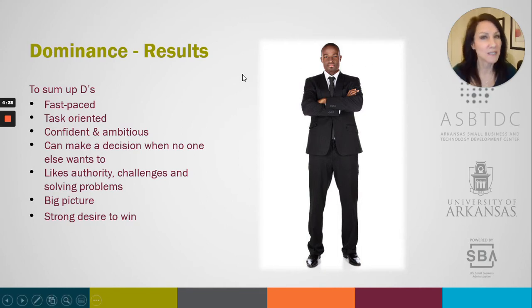So let's break this down a little bit more by each style. The first one is the dominant style. At the end of the day, this style is all about results. That's all they want at the end of the day. So their behavior tends to kind of lead toward that throughout the day. They're very fast-paced. They're task-oriented. They're very confident and ambitious. They're ones that can make decisions when no one else has to because, again, at the end of the day, it's all about results.